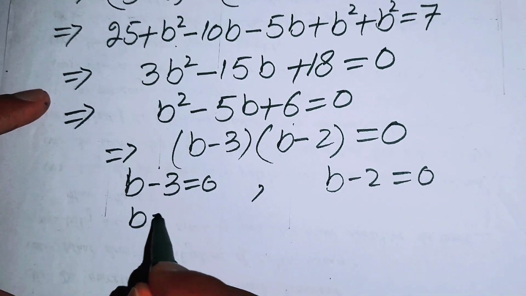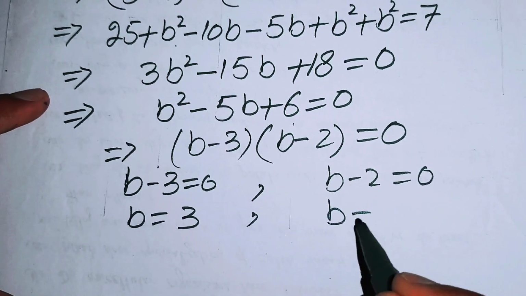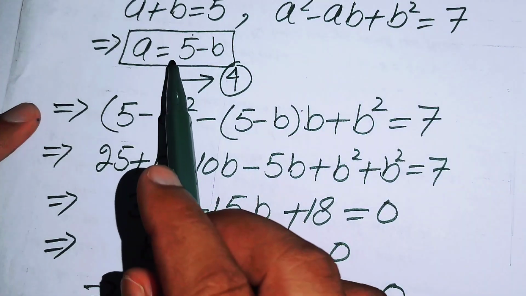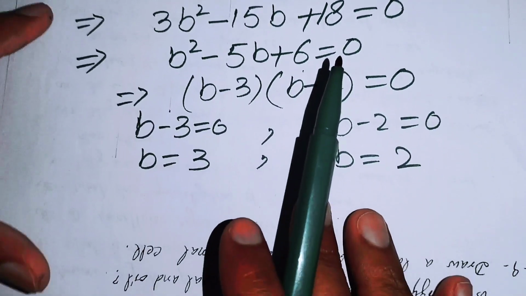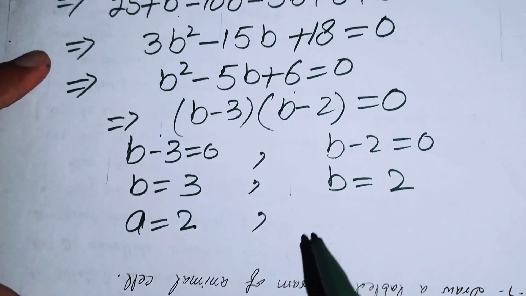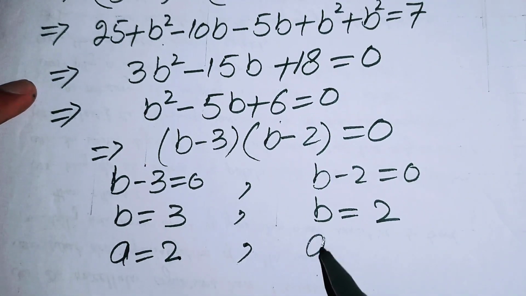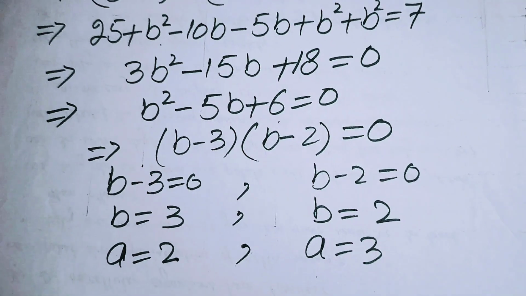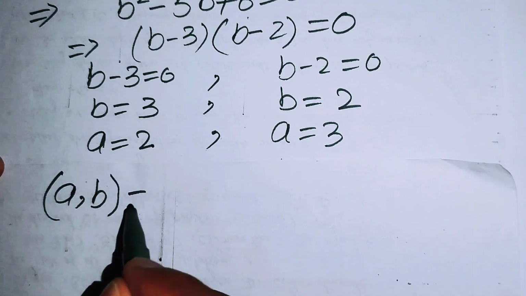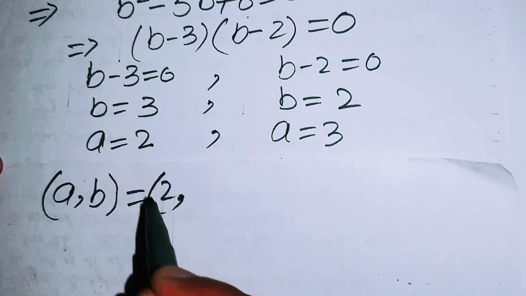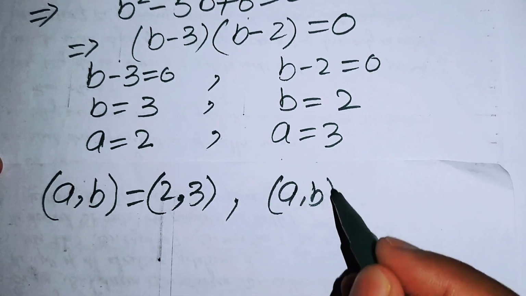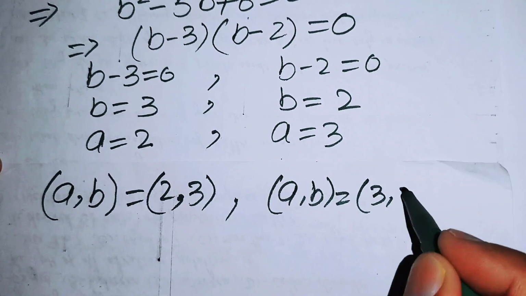So in this case you get the value of b is 3, and in this case you get the value of b is 2. When you put these two values in equation number 4, you get a is equal to 2 in this case, and a is equal to 3 in the other case. So here we have two pairs. The first pair is a is 2 and b is 3. Similarly, the other pair is 3 and 2.